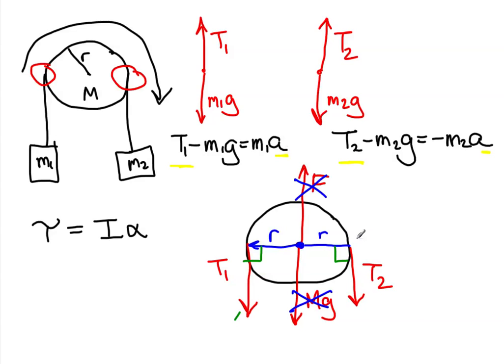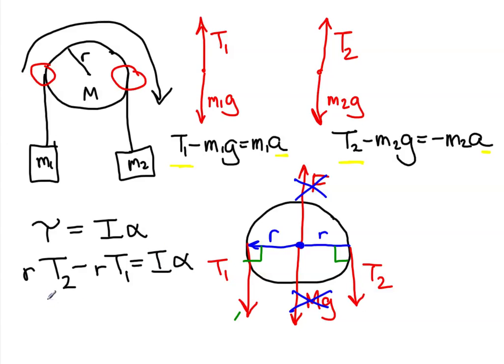Now, this one on the left is making it rotate clockwise, and the one on the right is making it rotate counterclockwise. They need to be in opposite directions. And since it actually is going to rotate, I'm going to take the direction that it actually rotates as being the positive direction. So this T2 torque is going to be positive, and the T1 torque is going to be negative. So I'm going to say R T2 minus R T1 for the total torque. Remember, radius, force, sine of the angle between them, and the sine of 90 is 1. So that's the total torque, and that's going to be equal to I alpha.